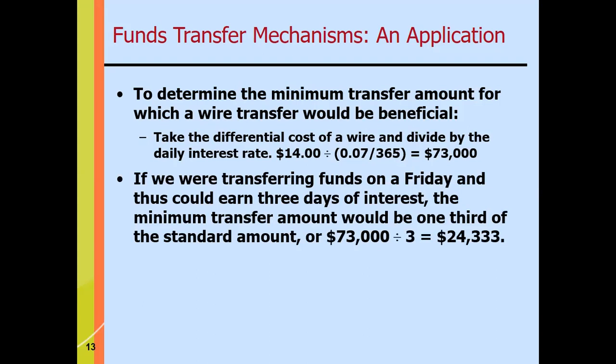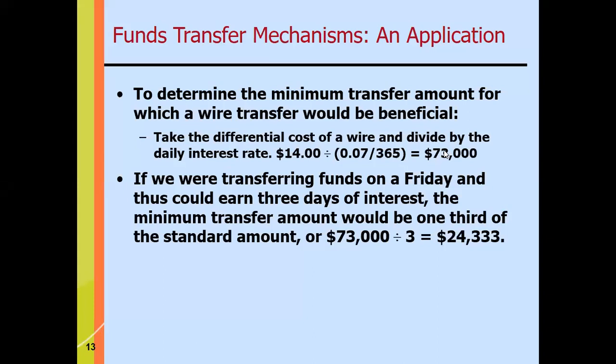If we were transferring funds on a Friday and thus could earn 3 days of interest, the minimum transfer amount would be 1/3 of the standard amount, or $73,000 divided by 3. That's also one thing that we can take note of: $24,333. The assumption here is we can earn interest. So if that's going to be for 3 days, we need to average that for the 3 days to maximize our interest. And please also take note that this is good for 1 day. That's why we divided by 3 to get the daily minimal transfer amount.